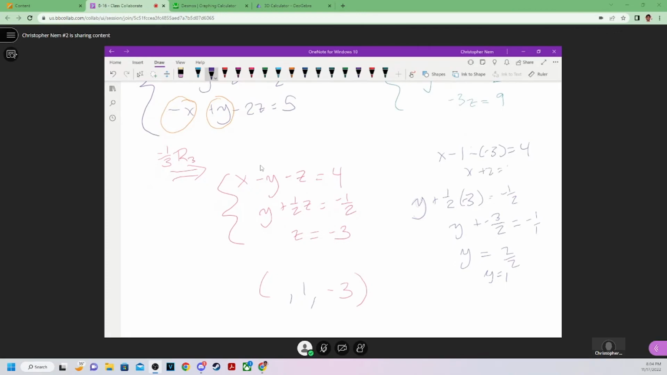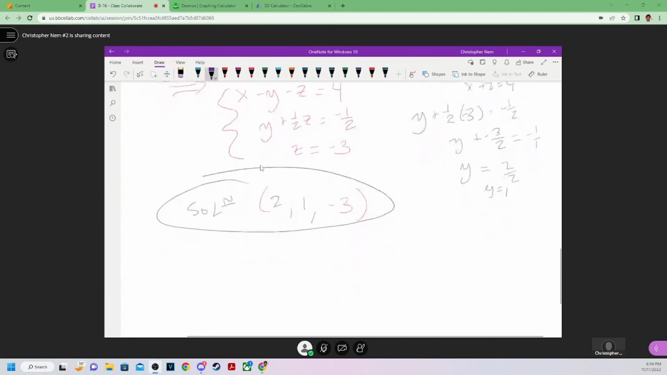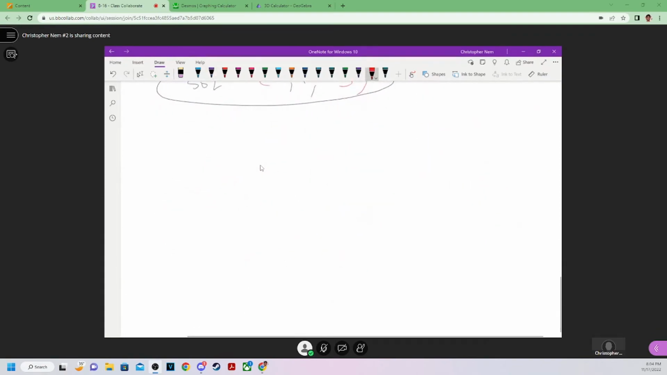Plus 2 equals 4. X is equal to 2. This is my solution. Boom. So we're okay with solving it if it has one solution in particular. Let's move on to another one. What happens this time if I have a different problem that's not exactly one solution?